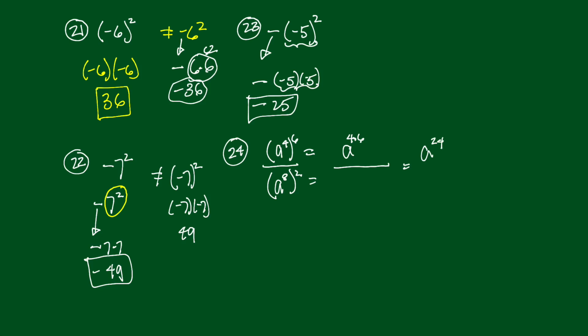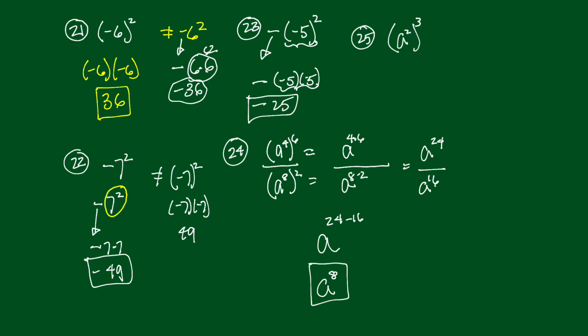On the bottom, we've got a to the 8th squared. So multiply the exponents. So it's going to be a to the 8 times 2, which is a to the 16th. And now I've got a division. In a division, I know I subtract exponents, so I'm going to get that common base, a, take the top exponent, subtract the bottom exponent, so I get a to the 8th.